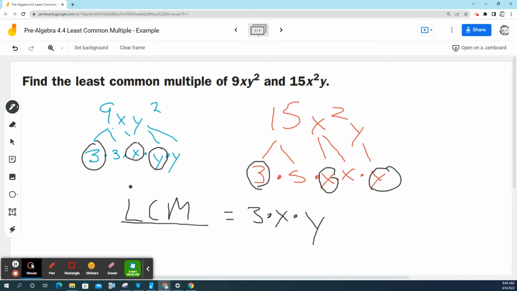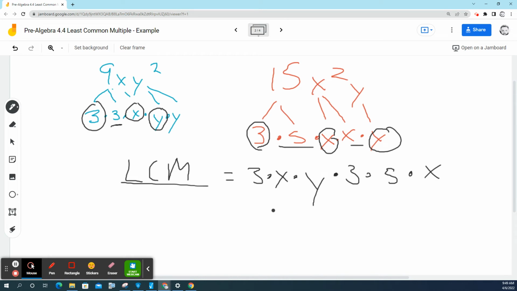Now what's left over? Well, I still got to include the 3, so I'm going to put the 3 here. I still got to include the 5, so I'm going to put the 5 here. And then I still got to include the x, so I'm going to put the x here. So now when I multiply this out, I'm going to rearrange it. I'm going to put all the numbers in the front. So I'm going to say 3 times 5. That's this times this times this. Then I'm going to say times x times x.